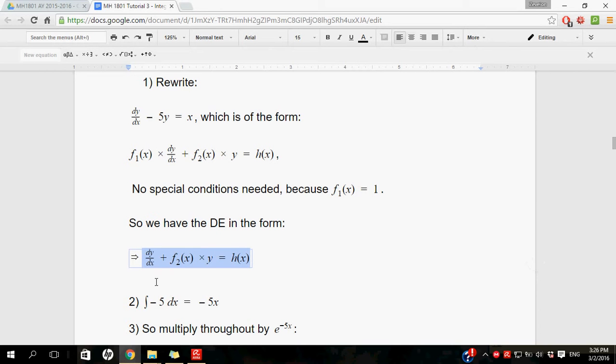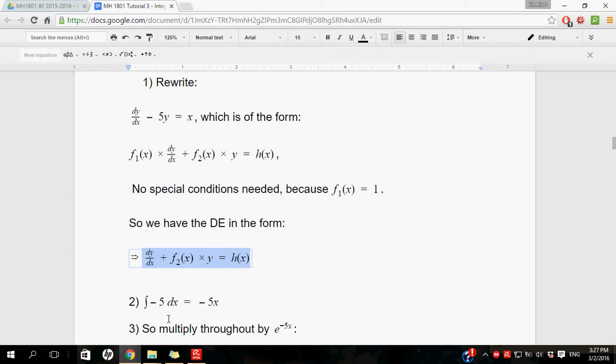The next step is to introduce the integrating factor. We start with f2 and we integrate it. Integrate minus 5 and that gives us minus 5x. Again, I would like to note here that we are not going to introduce our arbitrary constant c at this stage. We only put it in at a later stage, which we'll see in a moment.